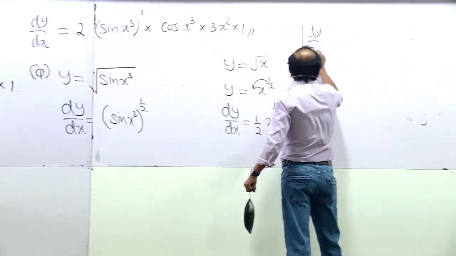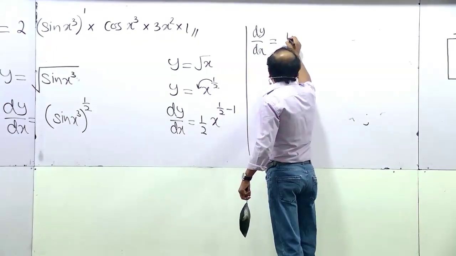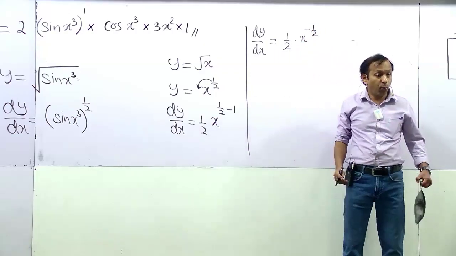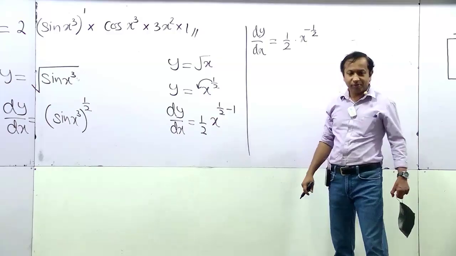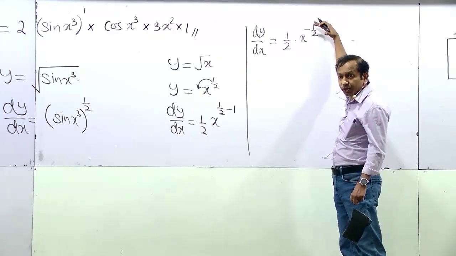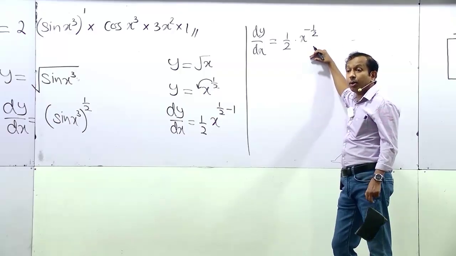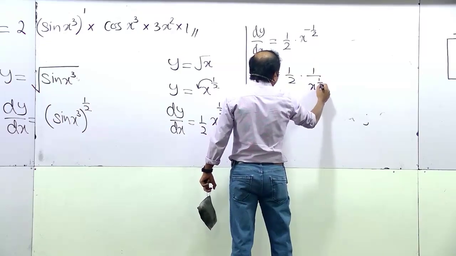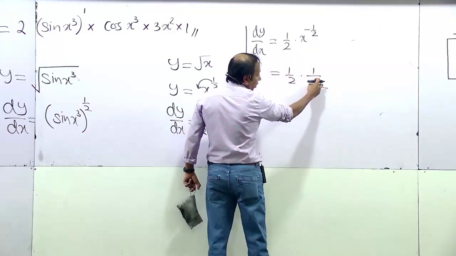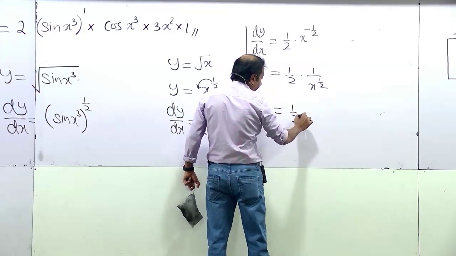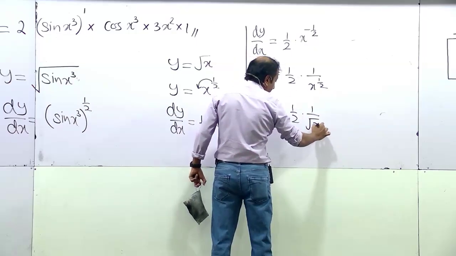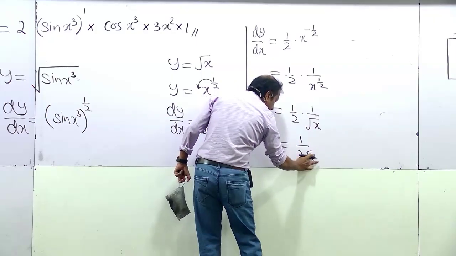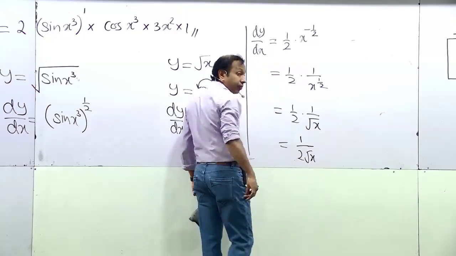dy over dx. Half x to the power minus half. Right. X to the power minus half means I can bring that to the denominator. How? X to the power plus half. Half, 1 over x to the power plus half. You know, people, x to the power plus half means square root of x. This I can write as square root of x. Then I can write this as 1 over 2 root x.